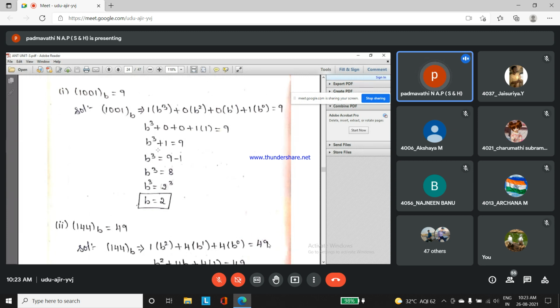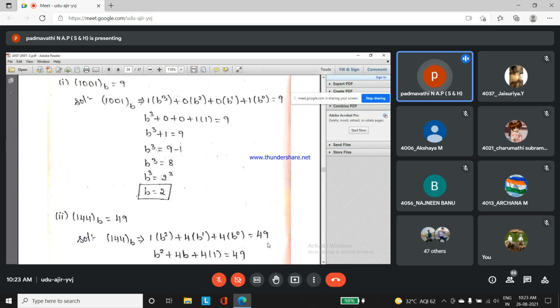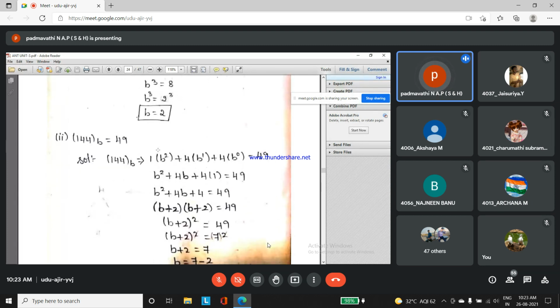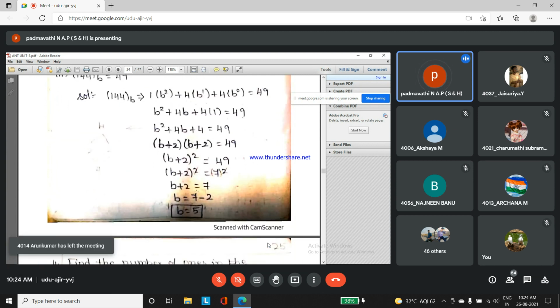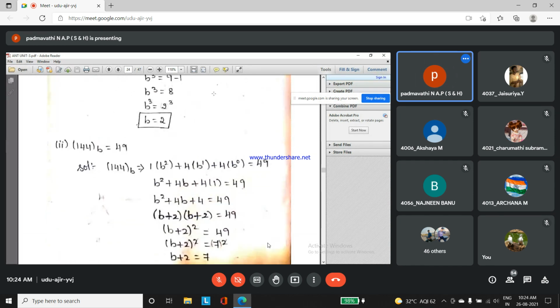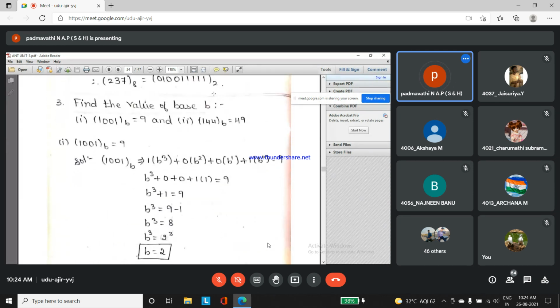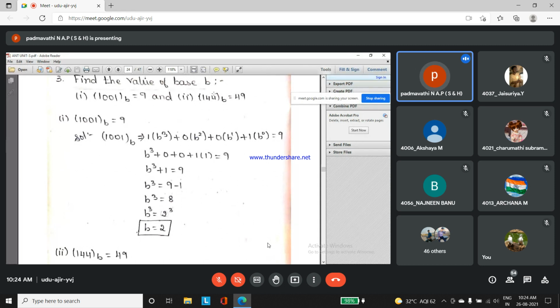Then 144 base b is equal to 49. To find the base b, same method here. Now the given number has 3 digits, so starting from b power 2, b power 1, b power 0, that is equal to 49. Then b square, after simplifying the number, b is equal to 5. Find the base b.